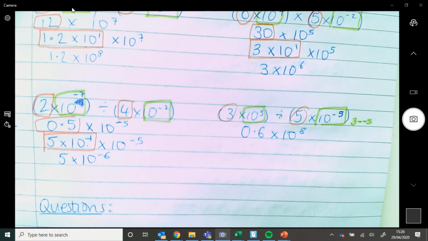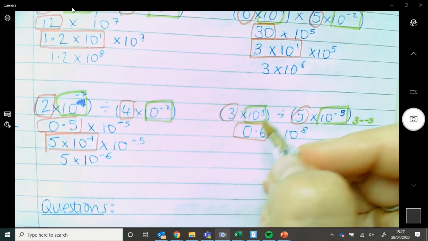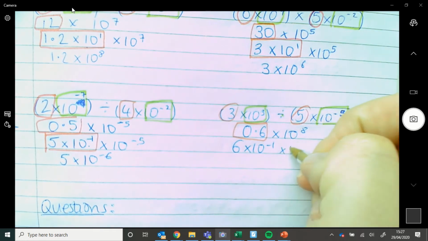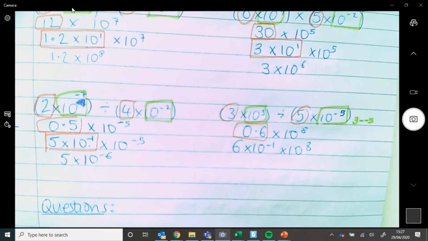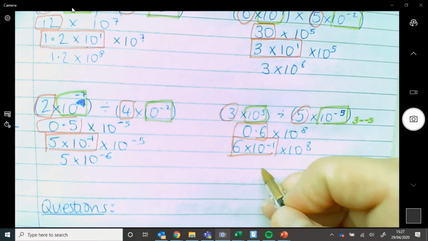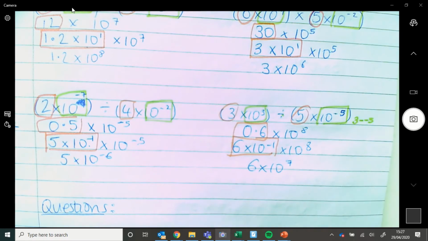Okay, I need to check, is it in standard form? If it is, I can stop. This is not in standard form just yet. I need to change it to be 6 times 10 to the power of negative 1. Still got that 10 to the power of 8 there. That's the same as the thing above. So overall I have 6 times 10 to the power of 7. Negative 1 add 8 is 7.